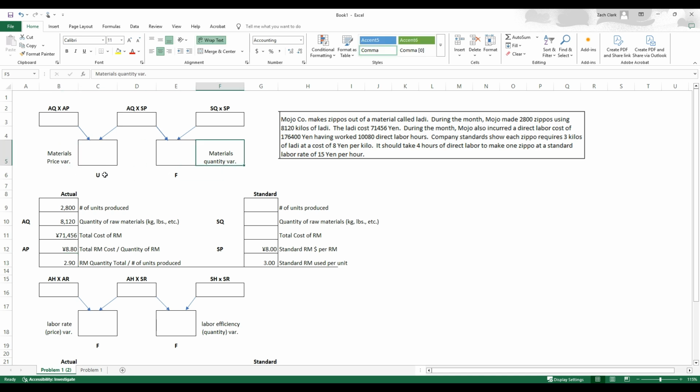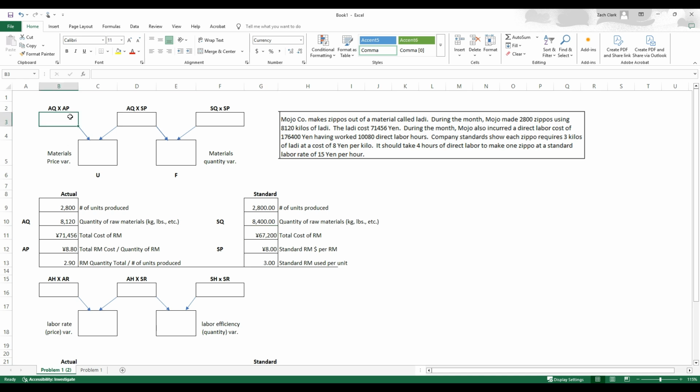So this should be unfavorable. This should be favorable. Oh, I didn't delete the U's and the F's, but that looks like it's still going to hold true. So let's finish this out and just make sure that's the case. Again, we can just carry over the standard, and then our standard quantity at our standard budget here for these 2,800 units would have been 8,400 kilos in this instance. And then the total cost would have been the 8 yen per kilo times the 8,400. So at standard cost and standard usage, this is what our totals would have been.